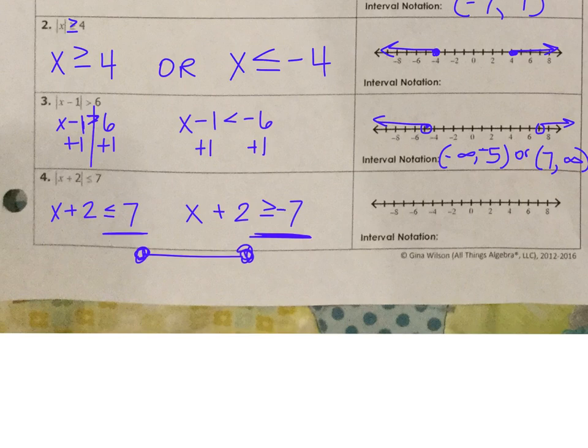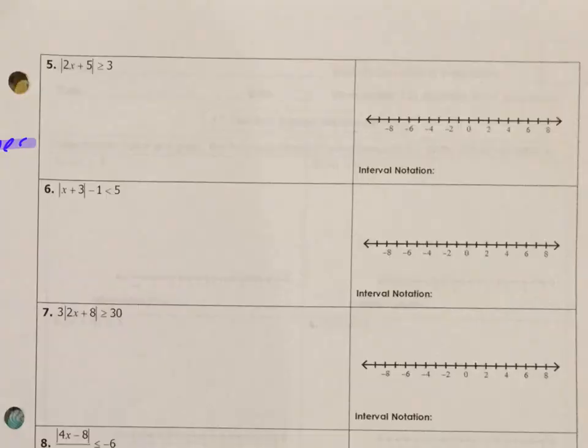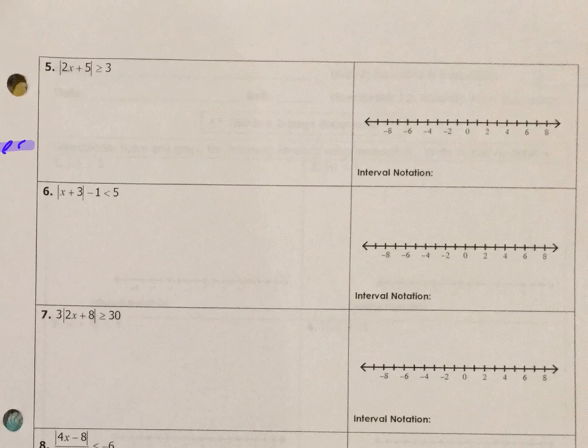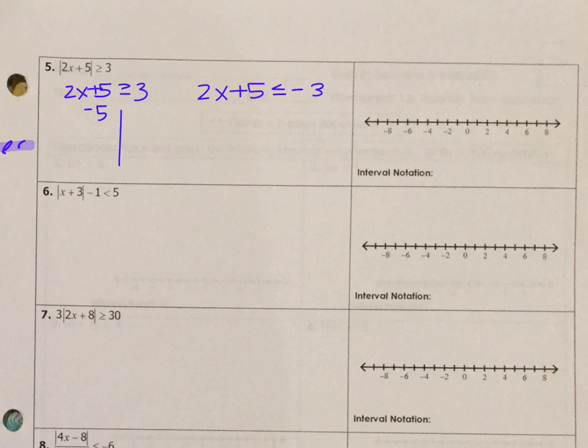All right, turn on to the back. Number 5 is similar to numbers 3 and 4. Since I don't have to move anything, I get to go ahead and just break it into the two problems. 2x plus 5 greater than or equal to 3. 2x plus 5 is less than or equal to negative 3. I move my 5. 2x is greater than or equal to negative 2. X is greater than or equal to negative 1.